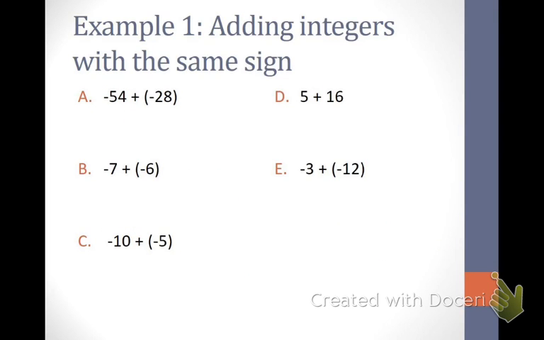So in example 1, the first thing I want to do is recognize that there's a double sign. What does a double sign mean? It means that there are two signs in front of one term, back to back. So that's why -28 is in parentheses. You should be writing this expression down: -54 plus parentheses -28. Since there are two signs in front of the -28, I want to eliminate that. And here's my rule.